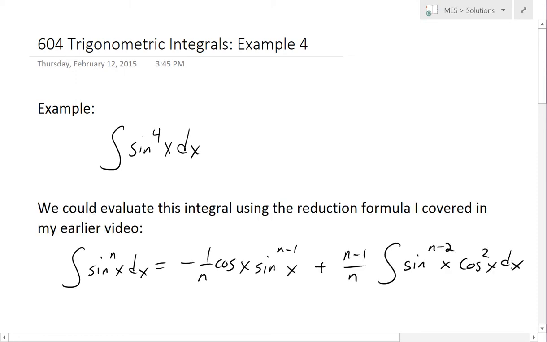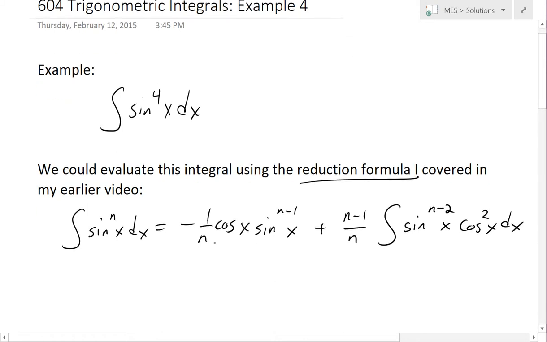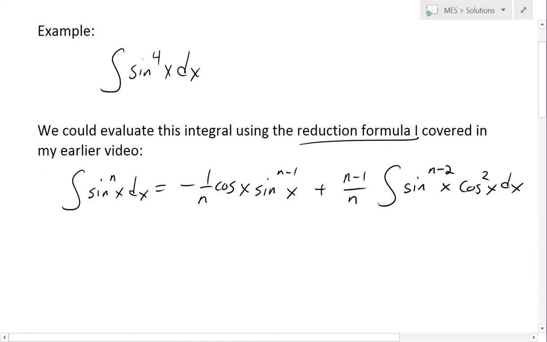But in my earlier video, we could evaluate this integral using the reduction formula I covered, which is this really long equation: the integral of sine to the power of n of x dx equals, well, it reduces. You reduce the power by 1, now it's by 2 here, and you keep doing it to solve it. But this is a pretty complicated method.